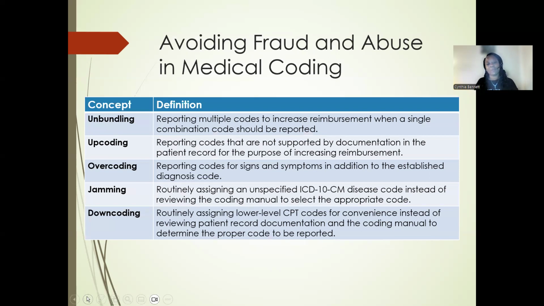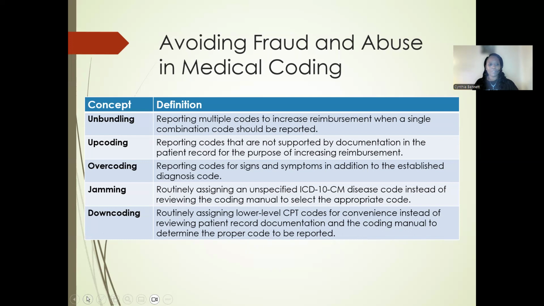So these are some of the things that we want to avoid when we're actually coding. We want to avoid fraud and abuse. One term that you'll hear is something called unbundling. This is when you're reporting multiple codes to increase your reimbursement for a single combination code. So what that means is, if there is a code out there that will cover 2 procedures, which will be 1 code, but you decide to bill it as 2 procedures when there's actually a combination code already available, this is what we will call unbundling.